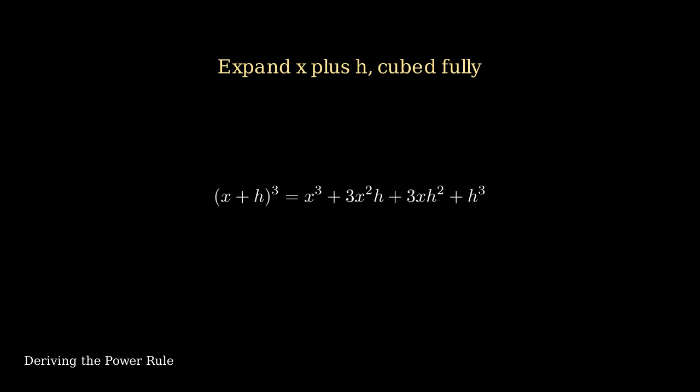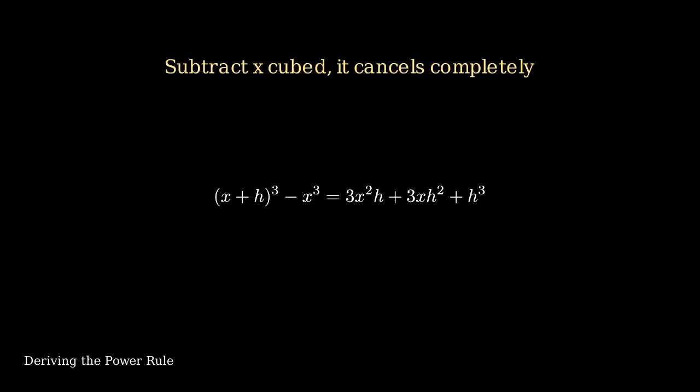We need, open bracket, x plus h, close bracket, cubed. Using the binomial expansion, this equals x cubed plus 3x squared h plus 3xh squared plus h cubed. Now subtract x cubed, since the definition needs f of x plus h minus f of x. That leaves 3x squared h plus 3xh squared plus h cubed.